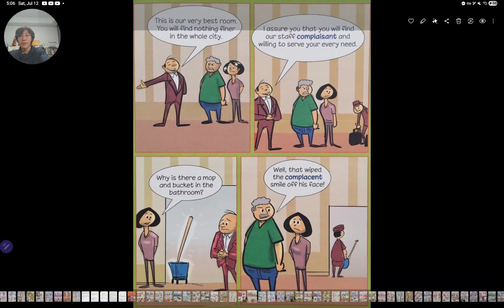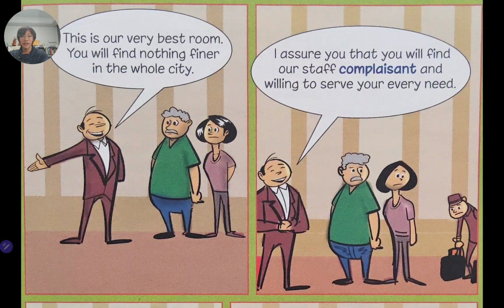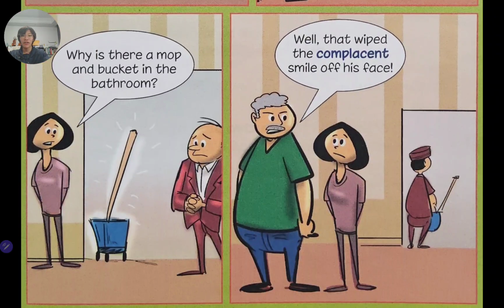This is our very best room. You'll find nothing finer in the whole city. I assure you that you will find our staff complaisant and willing to serve your every need. Why is there a mop and a bucket in the bathroom? Well, that wiped the complacent smile off his face.